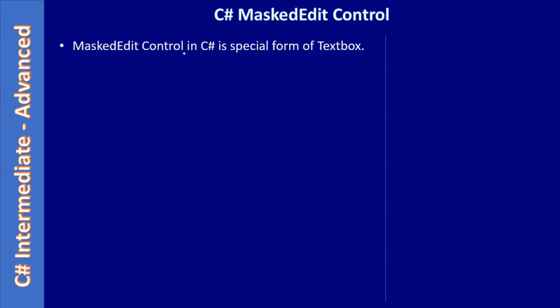So MaskedEdit Control in C# is a special form of text box. We know that using the text box we can get the user input using its text property. The MaskedEdit Control is also kind of a text box with some special characteristics. You can still read the user input using the MaskedEdit Control's text property.